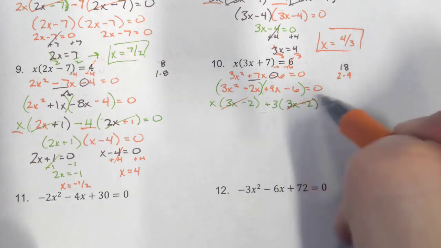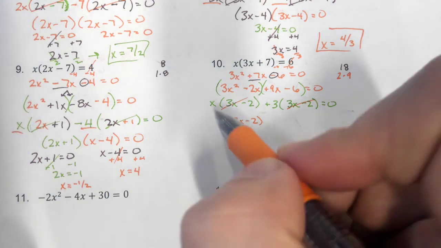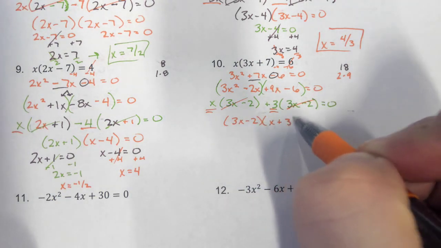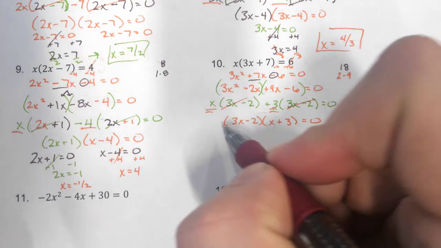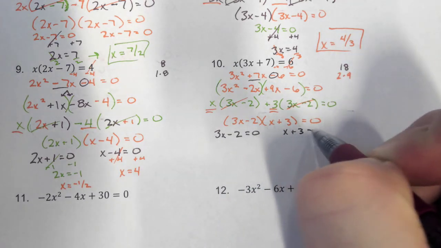So these that are in common is my first parenthesis, 3x minus 2. And then the leftovers make my second parenthesis, x plus 3. Now that it's completely factored, we're able to set each factor individually equal to 0. So 3x minus 2 equals 0, and x plus 3 equals 0.